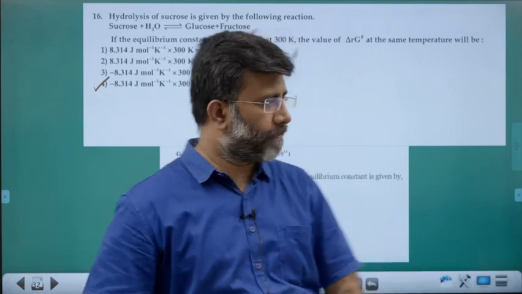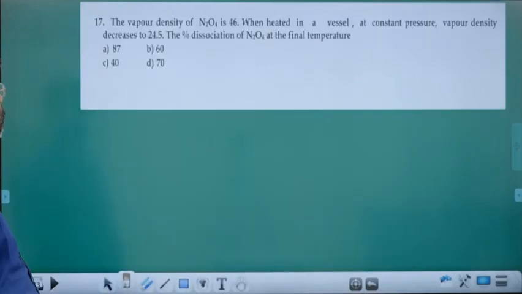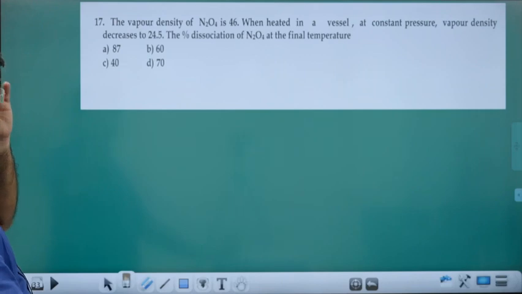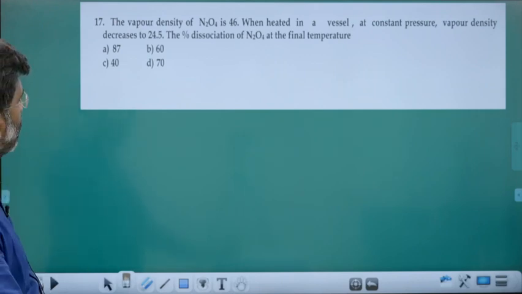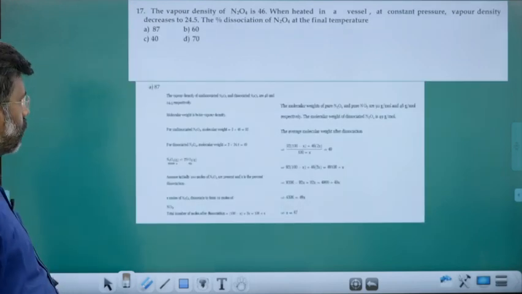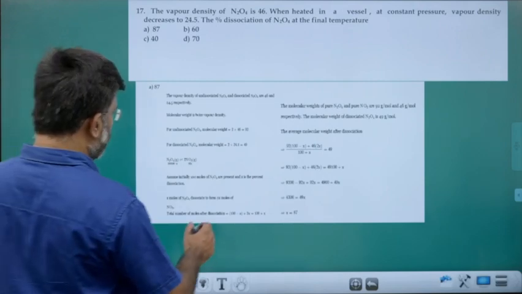Next question. Vapor density of N2O4 is given. When heated at a constant pressure, the vapor density decreases to 24.5. Then the percentage dissociation of N2O4 at the final temperature is... another typical question.